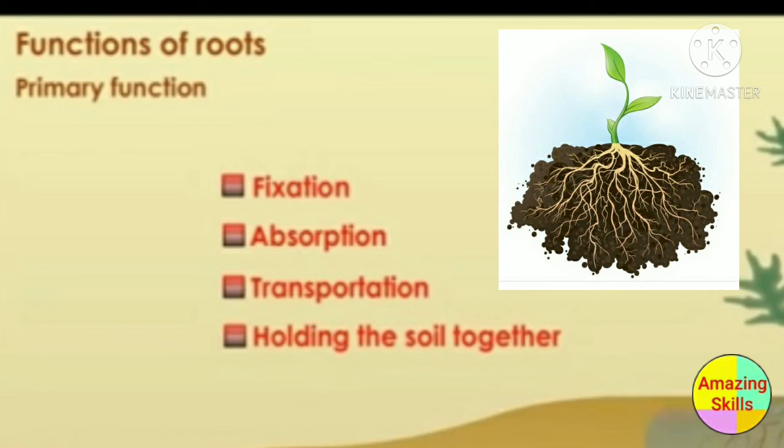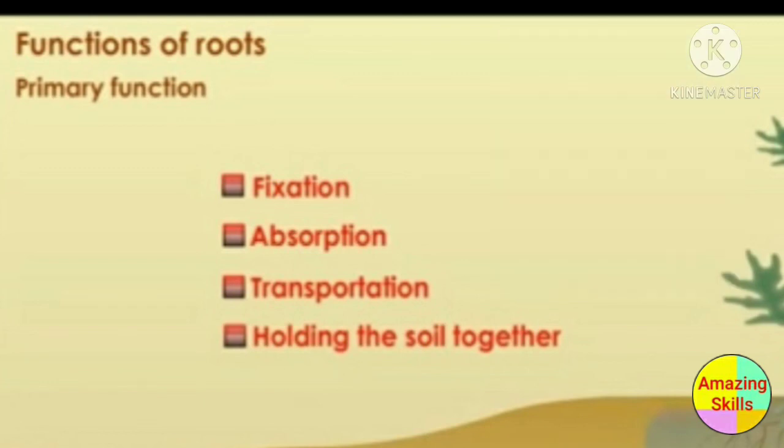Next, the third one is transportation. From the root hair cells, the water and minerals are transported to all parts of the plant. Next, the fourth one, children, is holding the soil together. That means it holds the soil and prevents soil erosion.